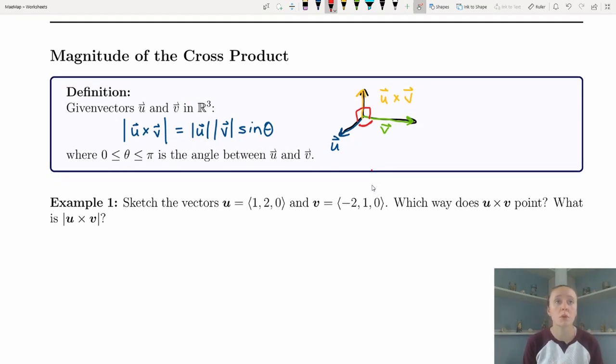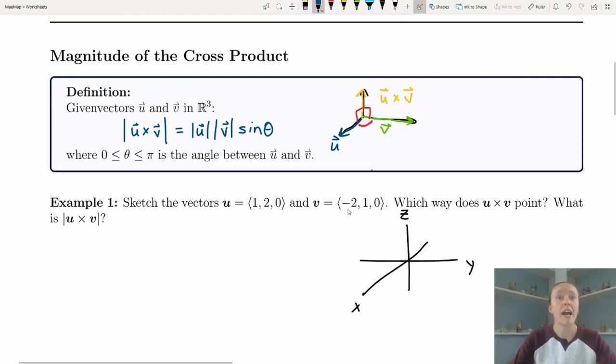In example one, we're to sketch the vectors u, which is 1, 2, 0, and vector v, which is negative 2, 1, 0. And the first question is, which way does u cross v point? So let's go ahead and try to graph that together. I'll go ahead and draw my three dimensions. So here's my positive y, my positive x, and my positive z.